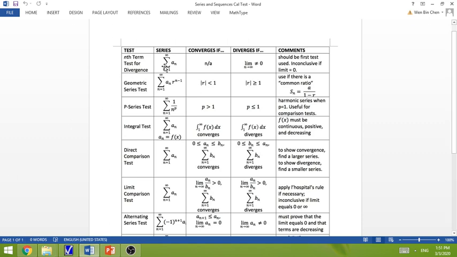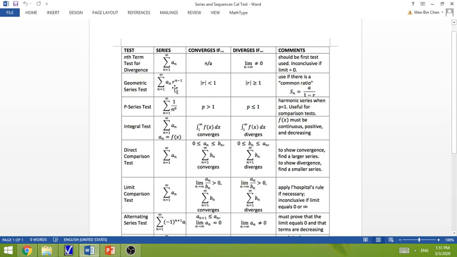So let's say we have a series, the summation of a sub n from n equals 1 to infinity. If the series converges, this test doesn't show anything like that, so it doesn't apply. But if it diverges, that means the limit as n goes to infinity of a sub n does not equal 0. So this one is called the nth-term test for divergence, and it should be the first test you use. For a sub n, if you see anything like that, this is the divergence test.